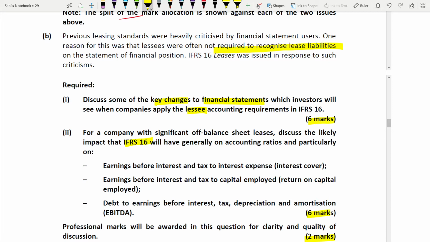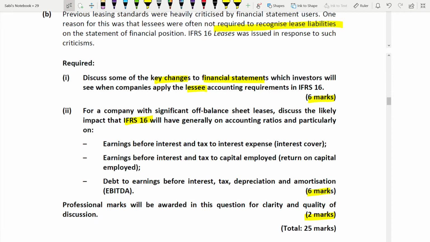Next part talks about ratios. They have given you the ratios also, so you have to show the impact on these ratios. One is earnings before interest and tax to interest expense, that means interest cover simply. The other one is return on capital employed. The other one is EBITDA. What is the impact on these three ratios of the changes in the IFRS 16?